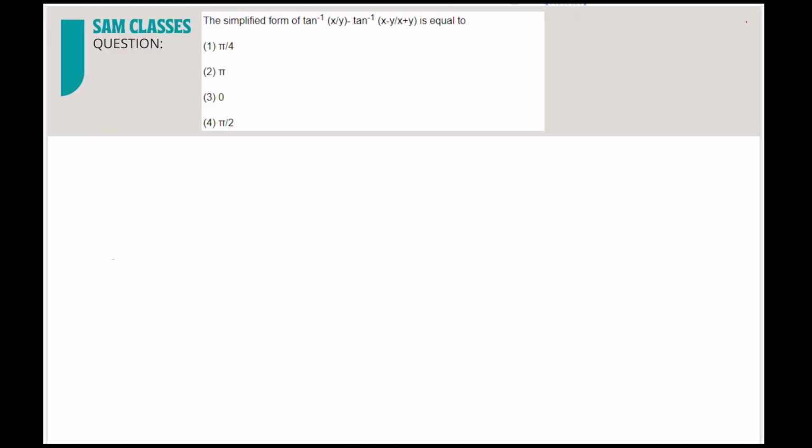Now let's read the question very carefully. The question is: the simplified form of tan inverse x by y plus tan inverse (x minus y) by (x plus y) is equal to what? They have not given any values, so directly put x equal to 1 and y equal to 1. You'll get tan inverse 1 minus tan inverse of 0. So tan inverse 1 is pi by 4 minus 0, so pi by 4.